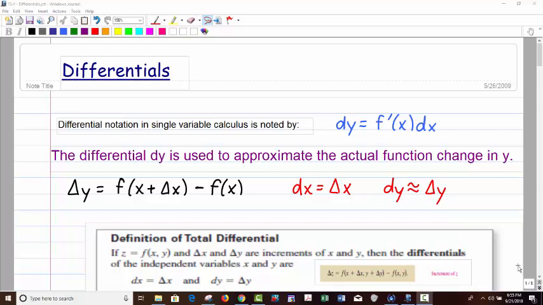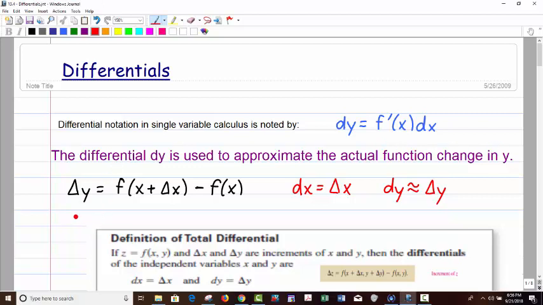This video is entitled Differentials. Now you may recall differentials in Calculus 1 or calculus of a single variable as dy equals f prime of x dx, and that's what we use for single variable integration. And then an application of this differential was used to approximate a function change in y.